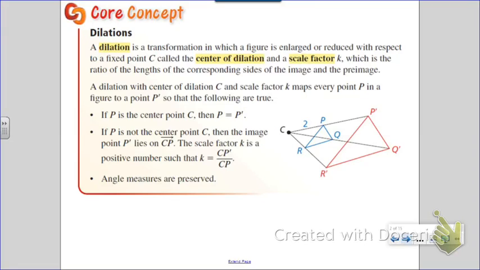If P is the center C, then P equals P prime. If P is not the center, then the image point P prime lies on the ray. The scale factor is a positive number such that the distance from C to P prime over the distance from C to P is our scale factor. Angle measures are preserved in a dilation.